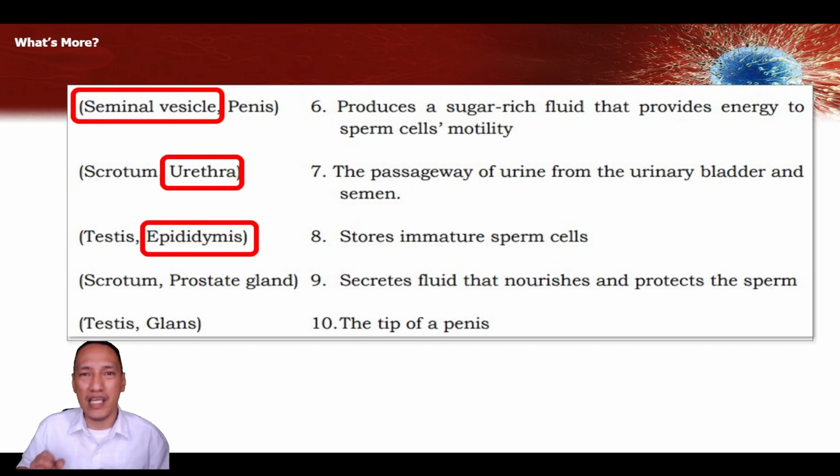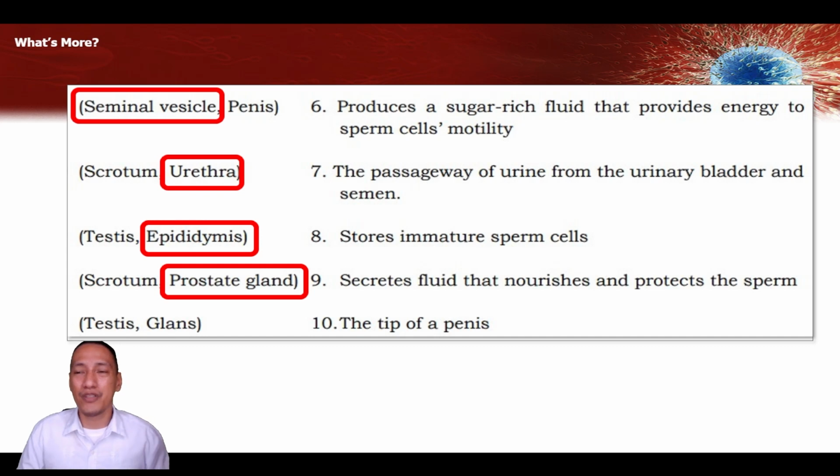Secretes. Ibig sabihin ng secretes, naglalabas. Secretes fluids that nourishes and protects the sperm. Protect the sperm. So, is it the scrotum or the prostate gland? Scrotum is lalagyan ng testes. So, basically, ang sagot dyan ay prostate gland, of course. And for the last number, ano ang tawag sa tip of a penis or yung dulo ng penis or yung sinabi ko kanina, ulo ng penis? Glands. That is correct. Very good, guys.